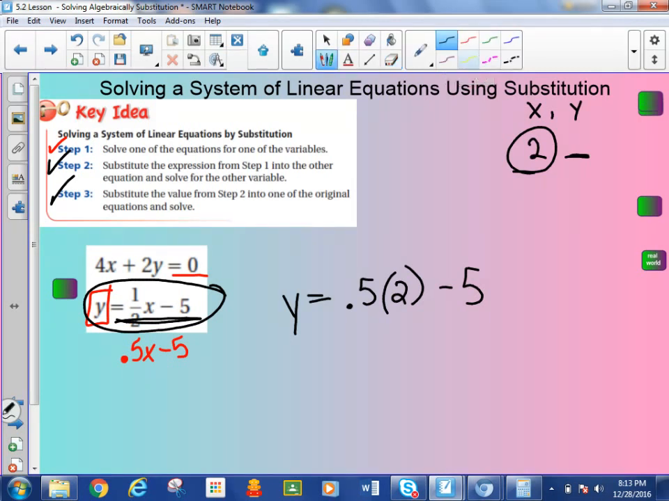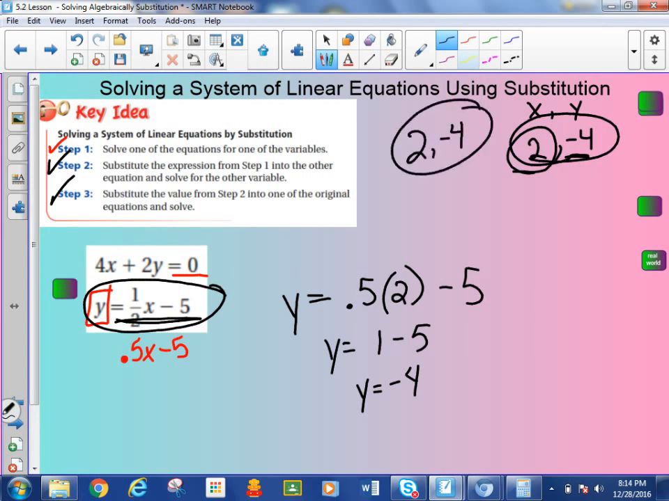Okay, so 0.5 times 2 is going to give me 1. So 1 minus 5 is y equals -4. So my system of equations answer is 2, -4. And if we were to graph it, that's where we would see that they intersect. Okay?